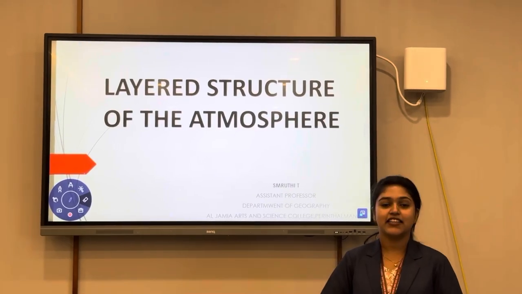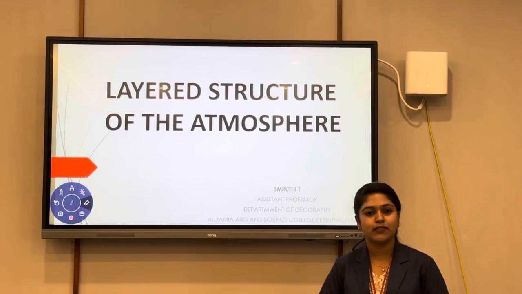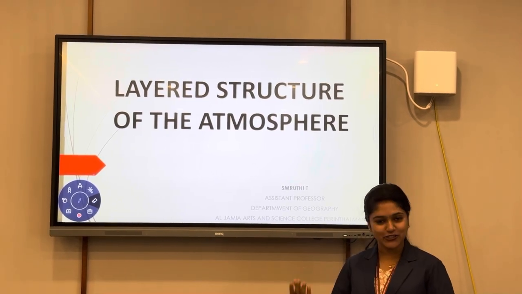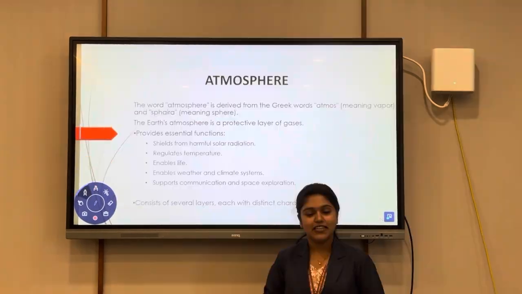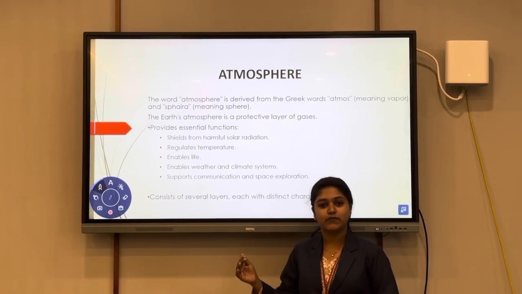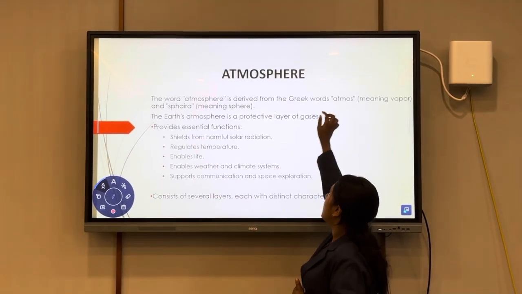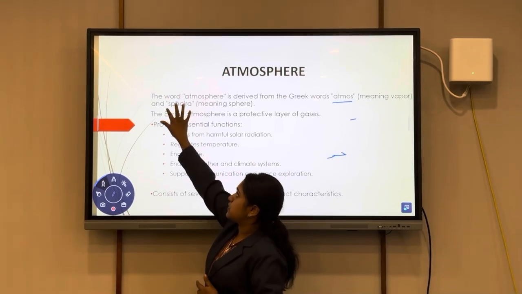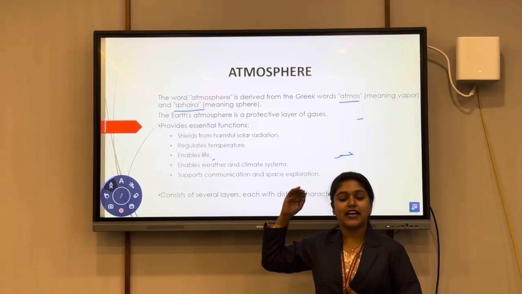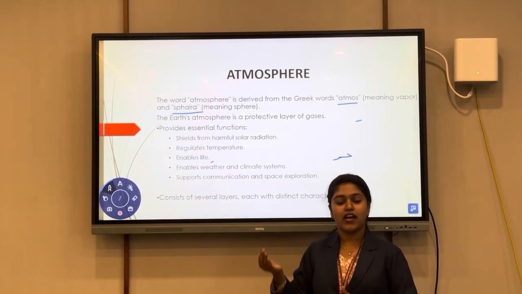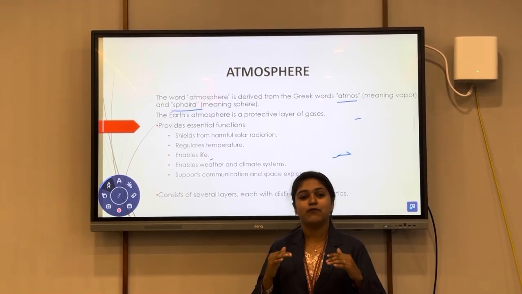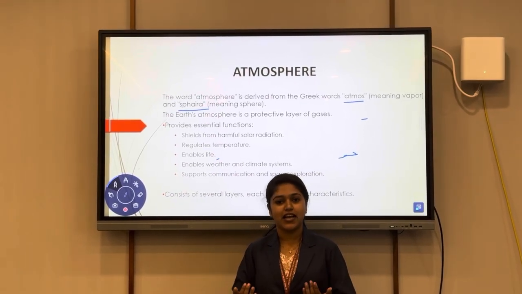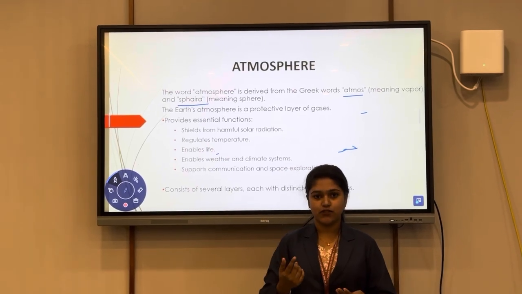Hello dears, in this session we are going to discuss the basic components of climatology, that is, the layered structure of the atmosphere. Atmosphere, the word derived from the Greek words atmos and sphaira. The word atmos means vapor and sphaira means sphere or globe. So the atmosphere is a mixture of numerous gases surrounding the earth's surface.